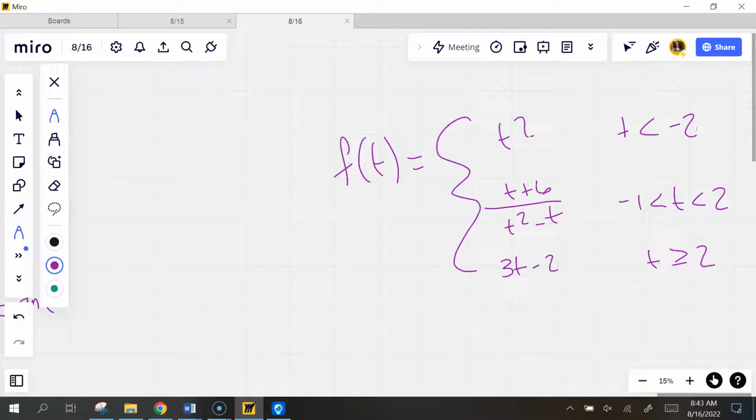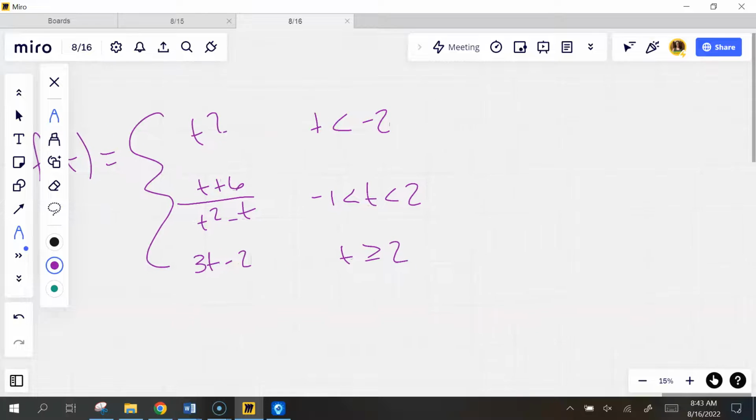Okay, f of negative 3/2, so that's negative 1.5. Which one do I use?